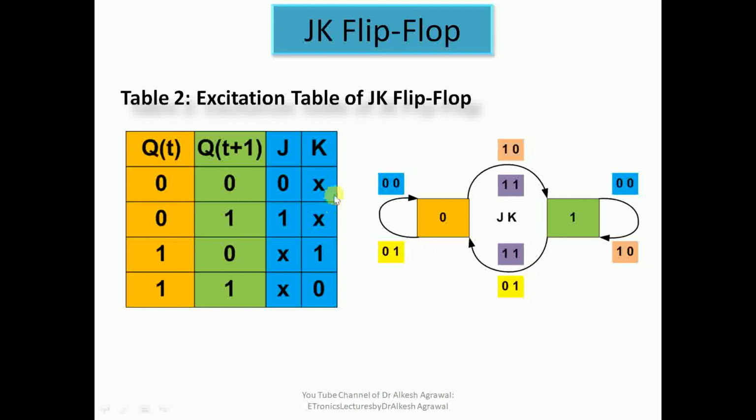Now we will discuss the excitation table. As I have told you in the previous lecture, in the excitation table we try to estimate the input condition through the state transition. So you can see from this diagram, first is 0 to 0, means if the previous state is 0, the next state is 0. So for this transition we have two input conditions. You can see J is fixed at 0 but K is changed. So J is 0 but K can be 0 and 1, so we have crossed here. So we have 0 cross.